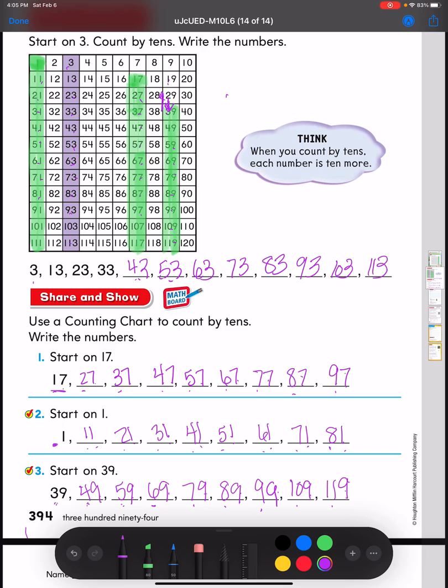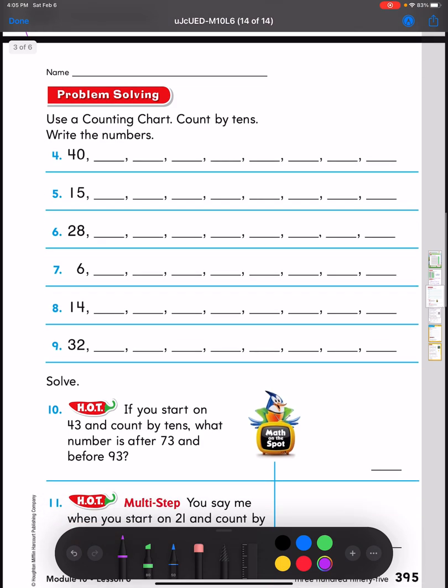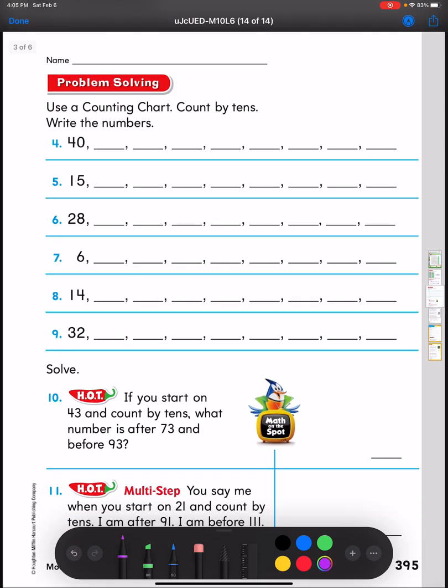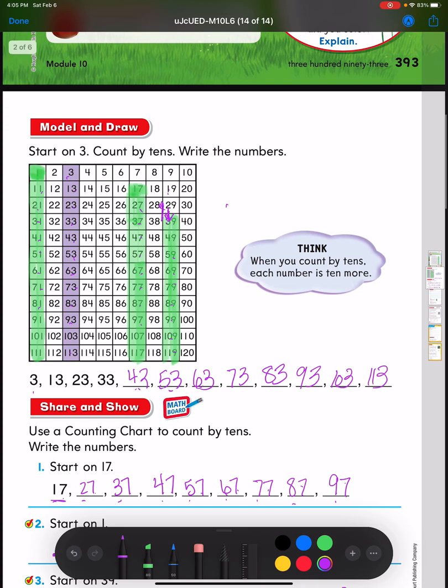All right, so I'm going to swipe this up. It tells us to use a counting chart, count by tens, write the numbers. So this one's starting at 40. And I could come to 40, it's here, and I would just go down my chart.